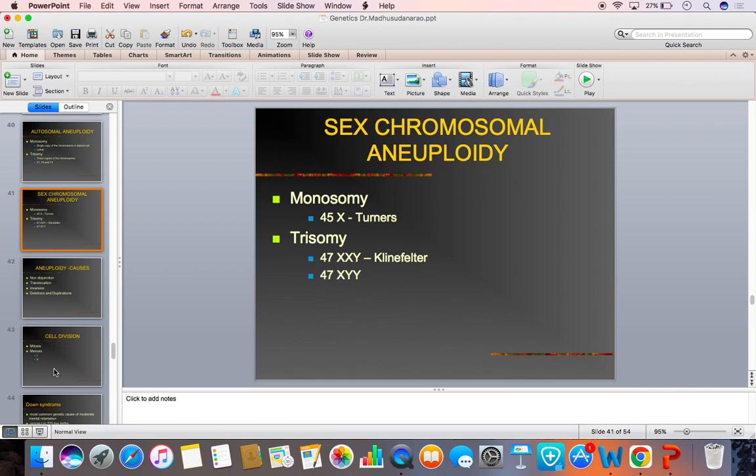With regard to sex chromosomal aneuploidy, again, it could be monosomy or trisomy. Monosomy with regard to the X chromosome, the example is Turner syndrome. Trisomy, with two copies of the X chromosome with one Y, is called Klinefelter syndrome.